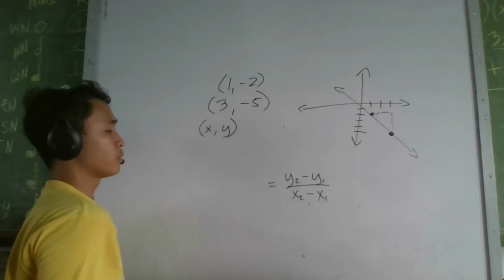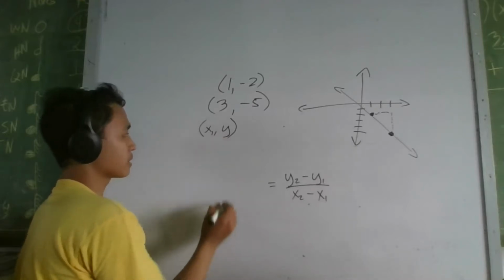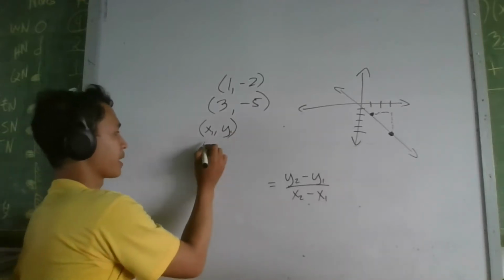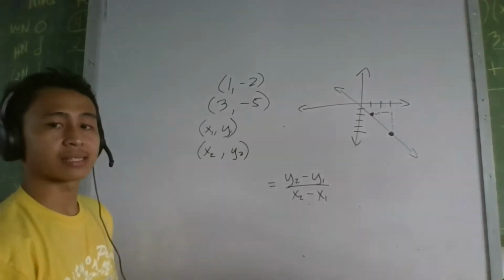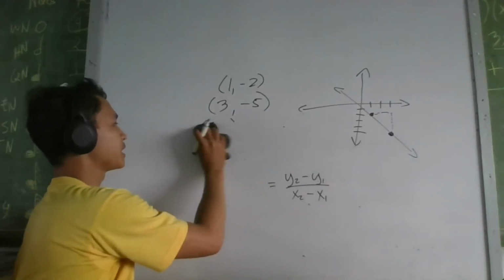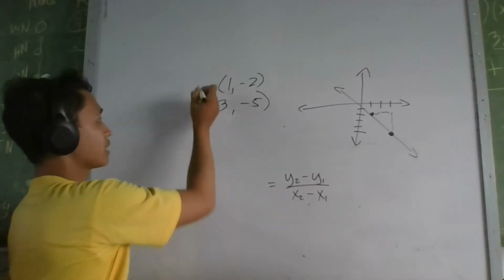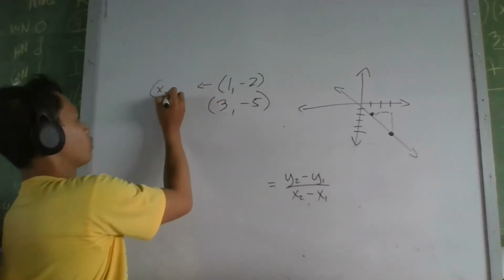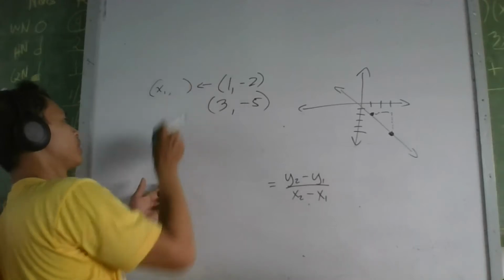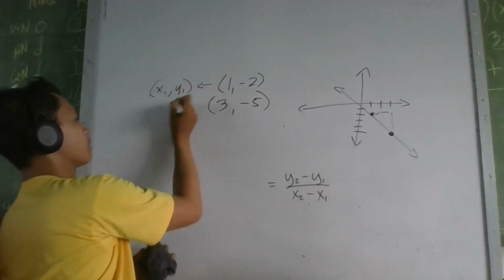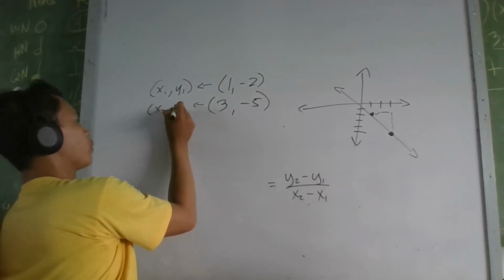Y yung negative 2. However, we have here x sub 2 and x sub 1. Take note na palaging nagsasama is x sub 1 tsaka y sub 1. And then, x sub 2, then y sub 2. Okay? Yan yung mga pairings natin. Now, let's say for example, since hindi natin alam or hindi naka-emphasize kung saan yung x sub 1 or x sub 2 dyan, let's say this ordered pair is our x sub 1 and y sub 1. And this pair is our x sub 2 and y sub 2.